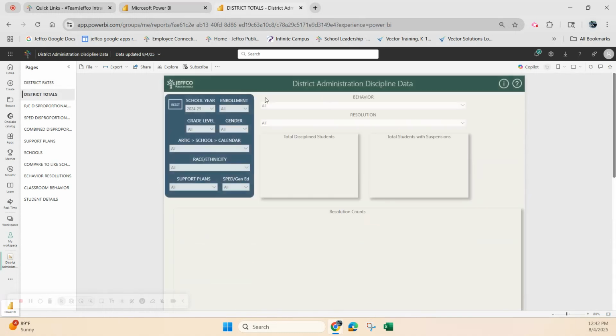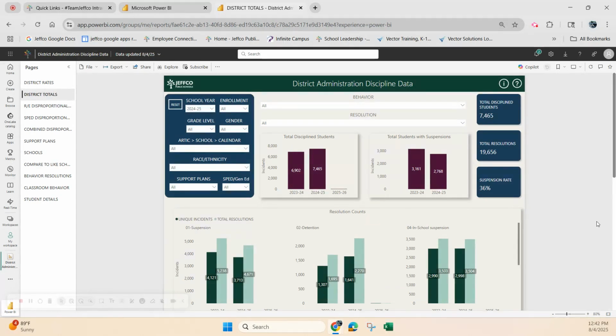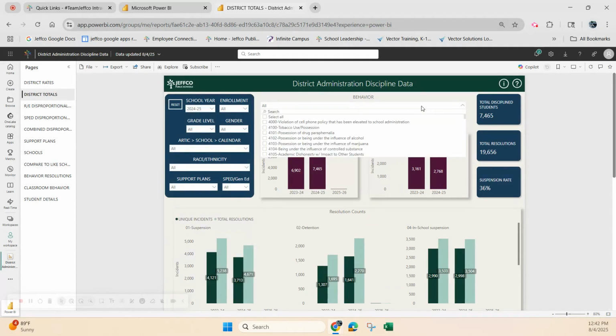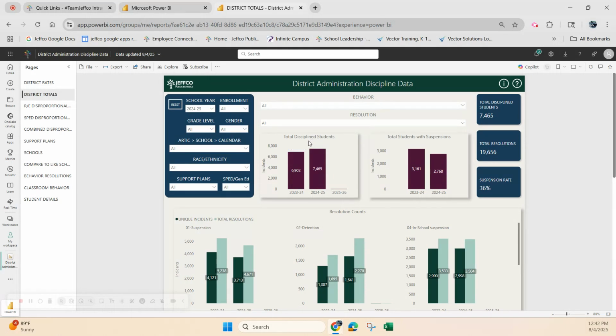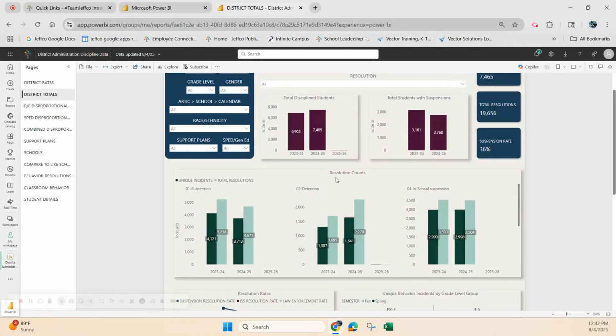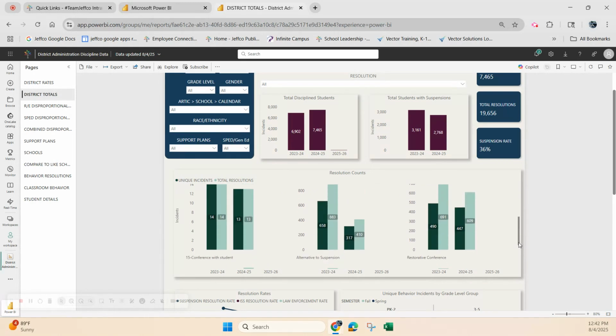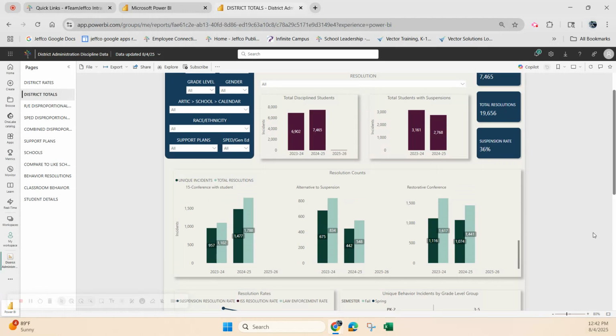So our district totals get a little more specific. We can sort by a specific type of behavior or a specific type of resolution, or both. And this tells us our total number of disciplined students and our total number of students receiving a suspension. This again has the same resolution counts in graph form year over year by specific resolution. You can scroll down and see the rest of the information.